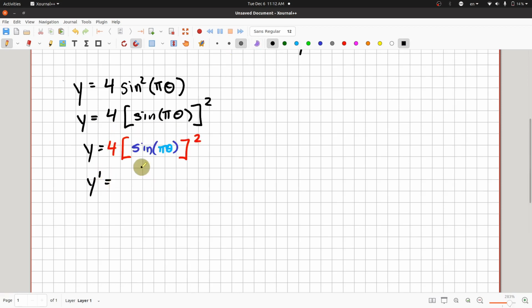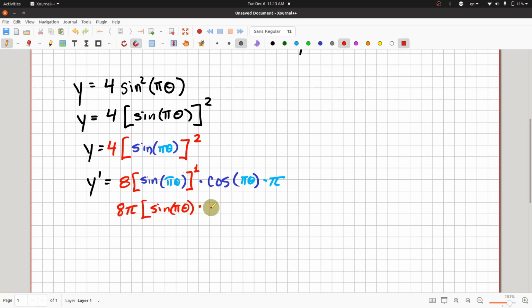So y prime will be, first we do the outside, we're going to bring that 2 down. Power reduces by 1, so I could remind myself by putting the 1 there. Inside stays the same. Inside of the inside stays the same. And now we multiply by the derivative of the next layer inside. So derivative of sine is cosine. Inside stays the same. And now times the derivative of the inside, which is just pi. You could think of this like what's the derivative of 3x is 3. Derivative of pi theta is pi. So we can bring that 8 and pi together, writing them out front, like we usually do with constants. 8 pi sine of pi theta times cosine of pi theta.